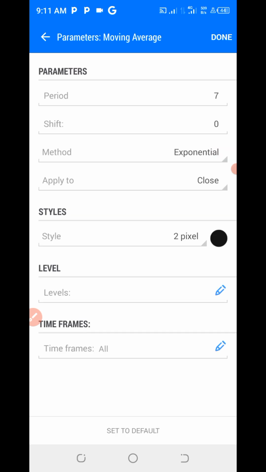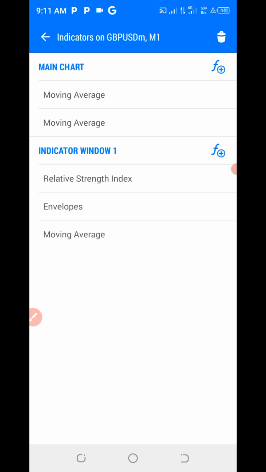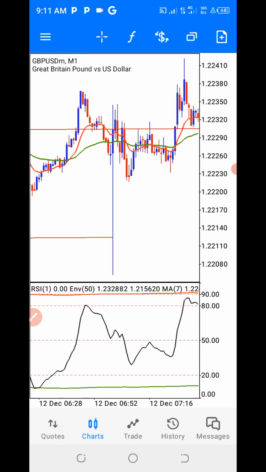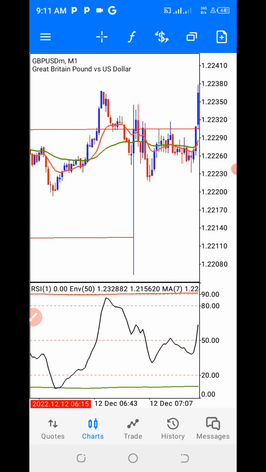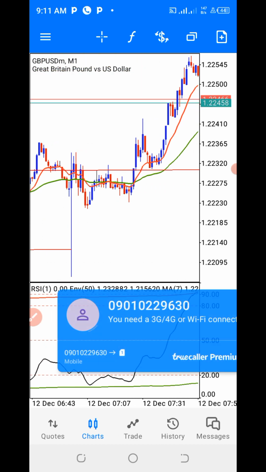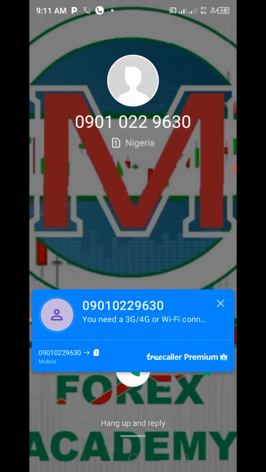Then the final one is our moving average. For our moving average, the period is 7, shift is 0, method is exponential, apply to close. You can use any style of your choice. Once you are done, you click on done. So establishing that, this gives us the confirmation. Remember, we've established this now, right?